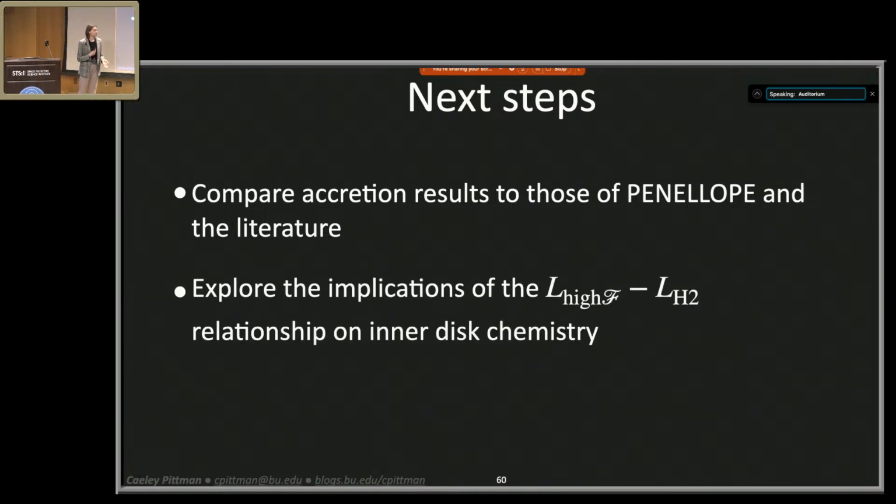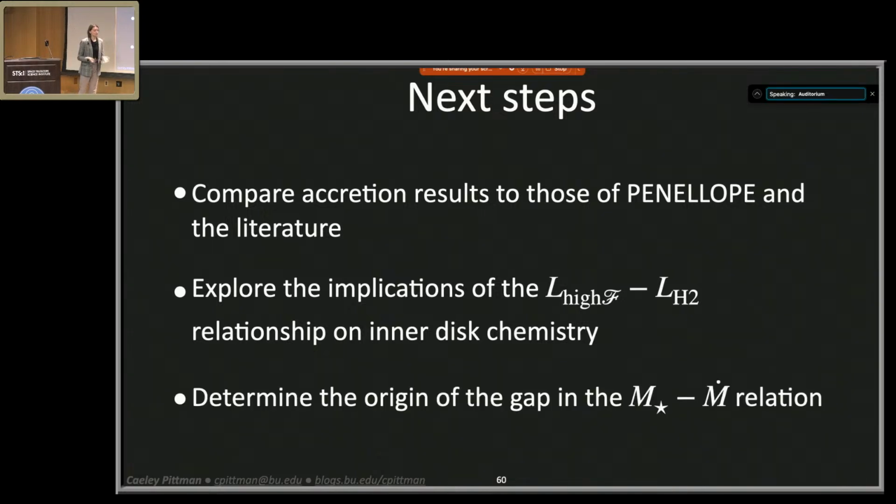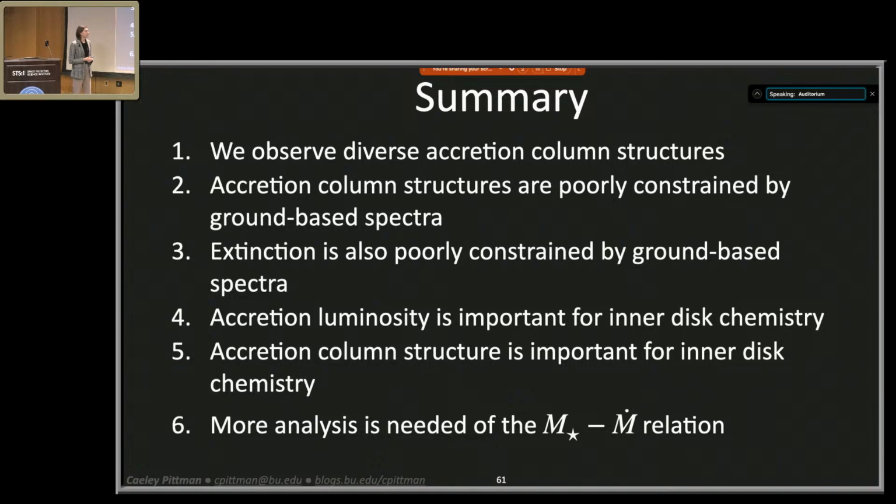Then I want to explore the implications of the relationships with the inner disk H2 emission, and then determine the origin of that gap on the stellar mass accretion rate diagram. So this is really long, so I'll just leave the summary up, and I'm happy to take any questions.